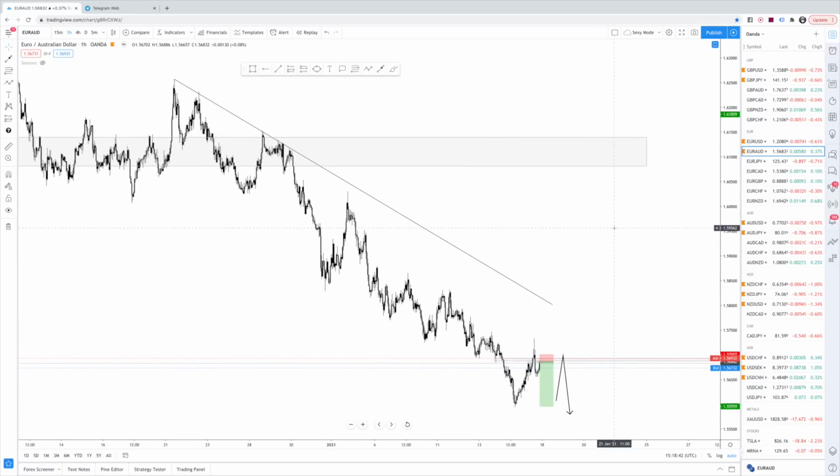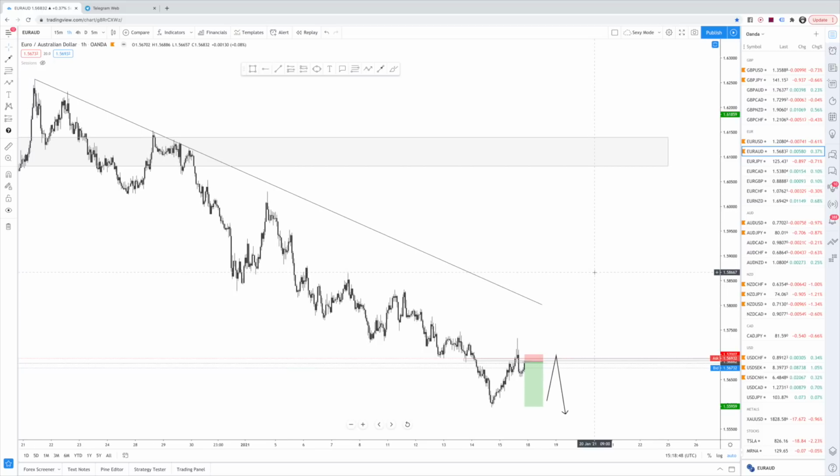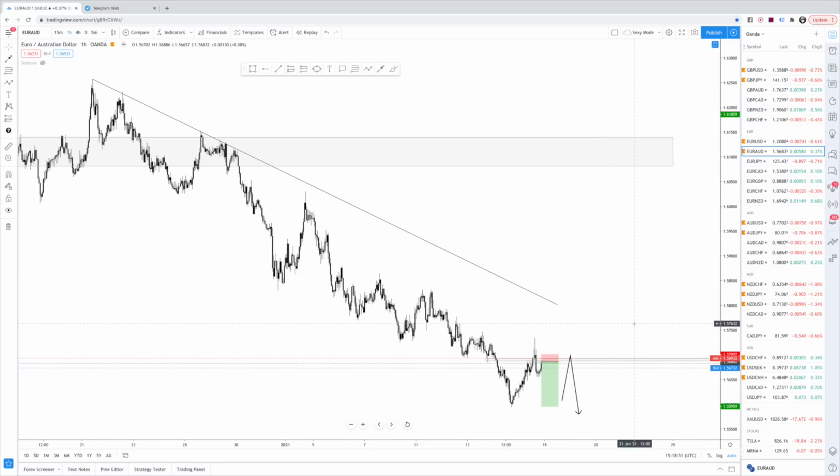Euro AUD has just been ignoring previous daily lows for the past 3 months. So I'm not interested in looking at buys quite yet. But sells do look like a good idea for the time being. Of course, things could change, but for the time being, it looks like sells will be fine.